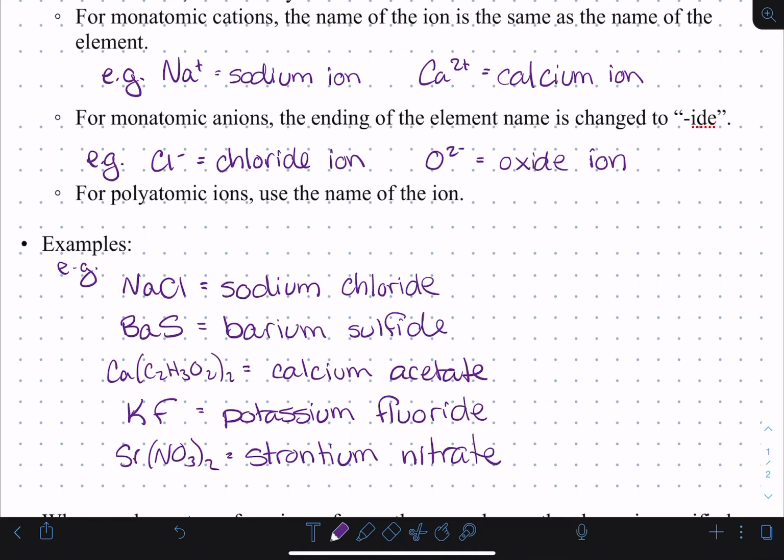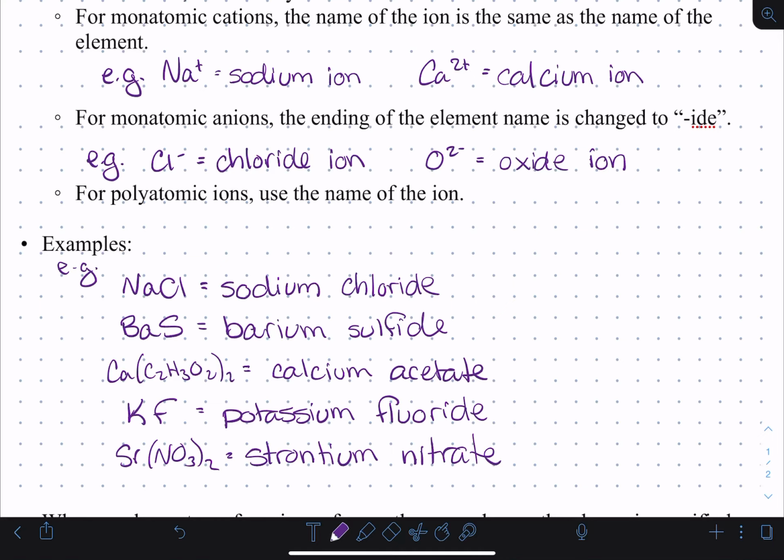So when you have most cations and anions, things are pretty straightforward. We don't need to specify anything about how many ions there are, because, as we said in the previous video, each pair of ions can only combine one way. So sodium chloride always contains one sodium and one chloride, because that is the only way that their charges can add up to 0. Calcium acetate always contains one calcium and two acetates, because that's how their charges can add up to 0.